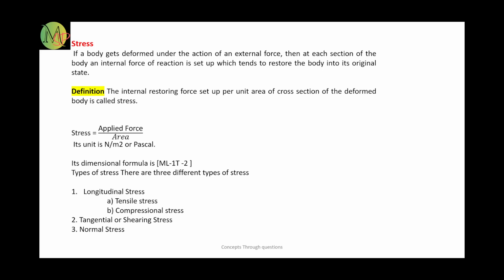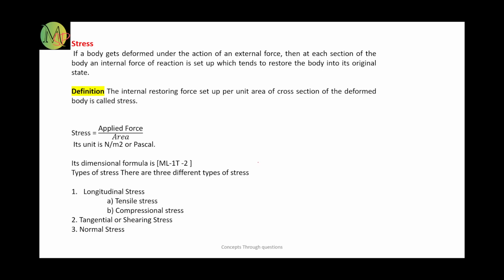So what is stress? If any body gets deformed under the action of an external force, at each and every section of the body an internal resisting force is created. This internal resistance tries to restore the original shape of the body. This internal resisting force per unit area gives us the stress.